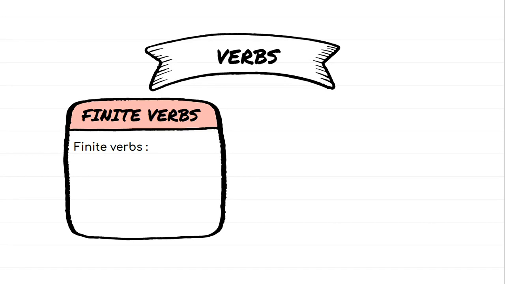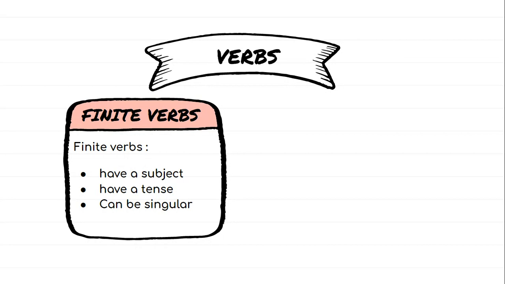Let's have a closer look at finite verbs. Finite verbs have a subject, so we know a verb is a doing word. Someone needs to be doing that action. Someone or something needs to be doing. The finite verbs usually have a tense, so by looking at the verb in a sentence, we can get an idea of the tense of the sentence, whether the action was done in the past, the present, or whether it will be done in the future. And finite verbs can give us a clue if they can be singular or plural.